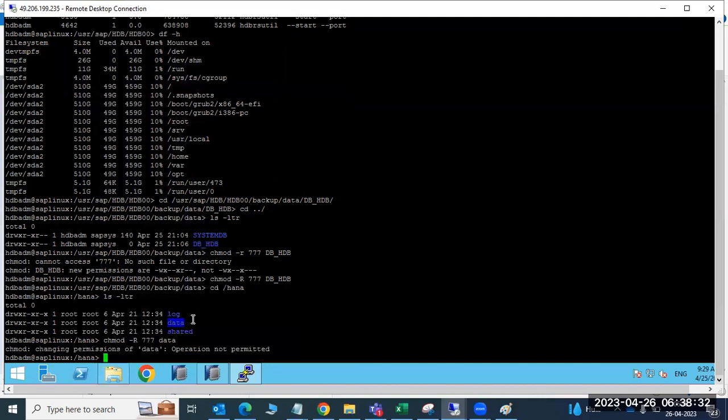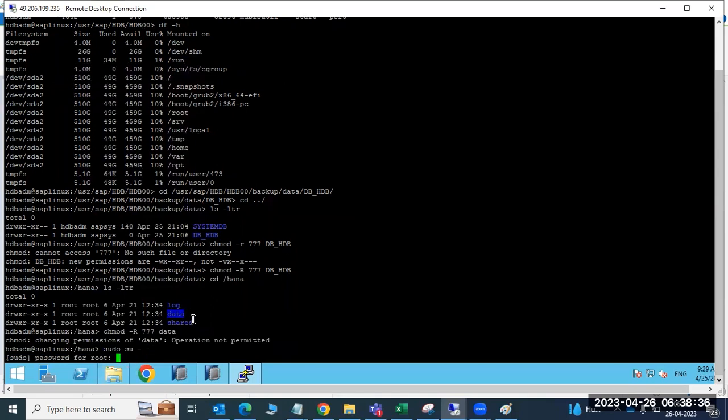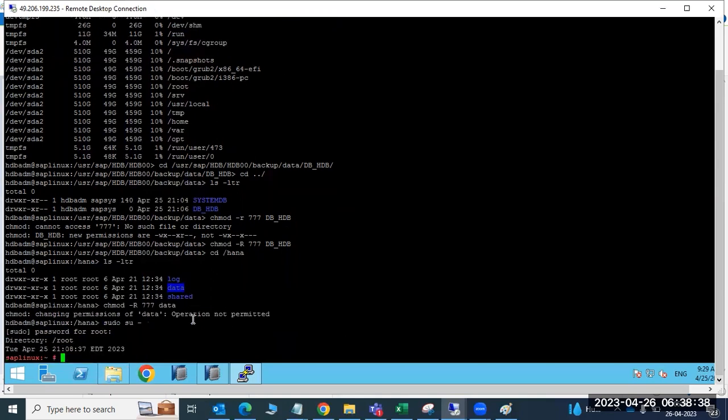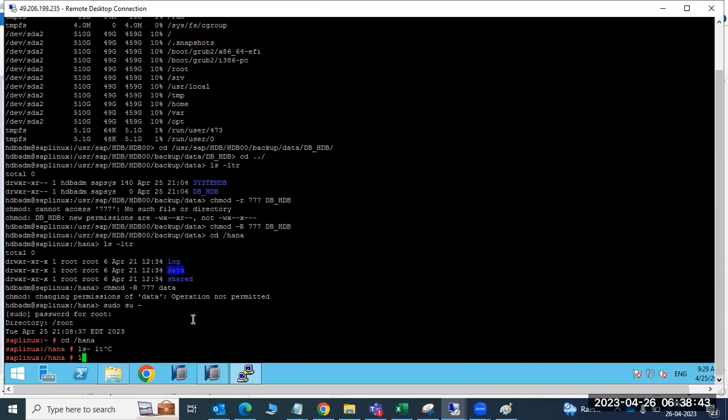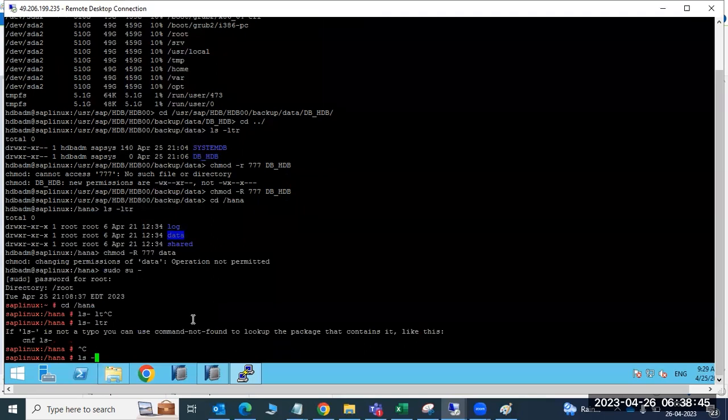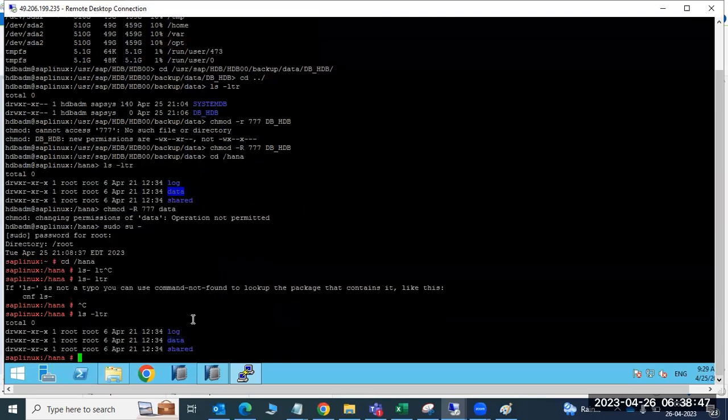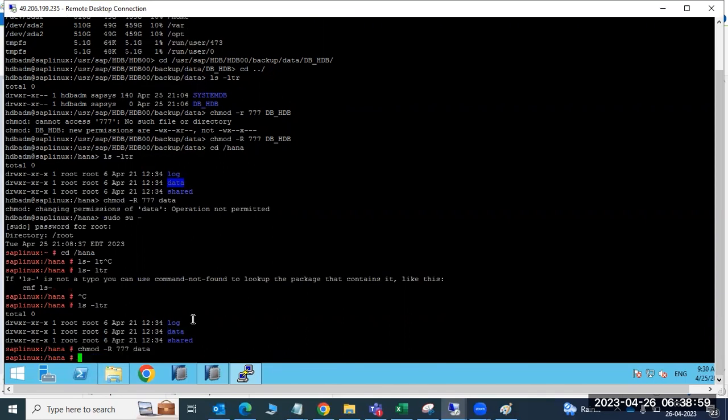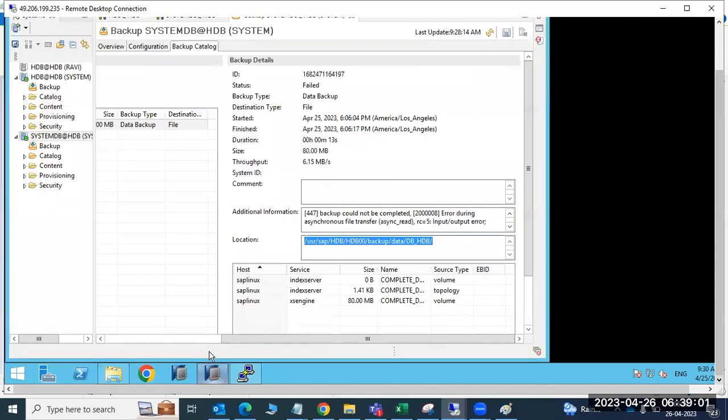Permission not permitted, which means you have to connect as the root user, then cd /hana. Why? Because the permissions got messed up with the root user. Now we need to change it: chmod -R 777 on the data folder. Okay, I have given the full permission now.